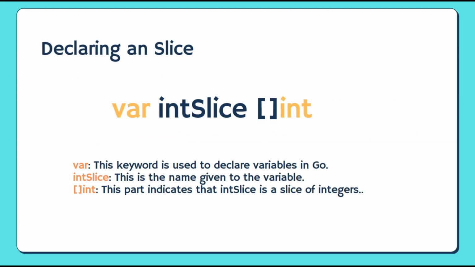Var is the keyword used in Go for variable declaration. Slice is the name of the variable, indicating that it's a slice of integers. Int specifies the type of the variable, indicating that it's a slice containing elements of the integer data type.